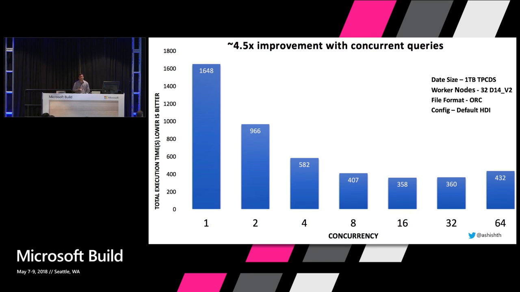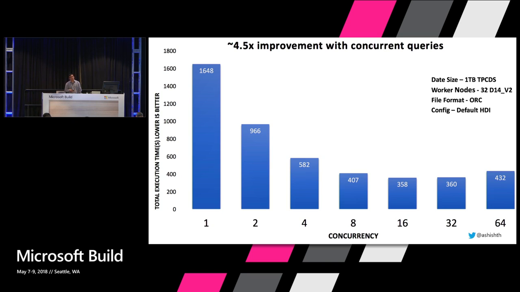At concurrency level 64, we started seeing a little bit of degradation. This is because there is a setting in the cluster where you set the max concurrency of the cluster. That was set to 32. So after 32, our queries were being queued. We do have customers who are trying this at the level of hundreds from a concurrency perspective.